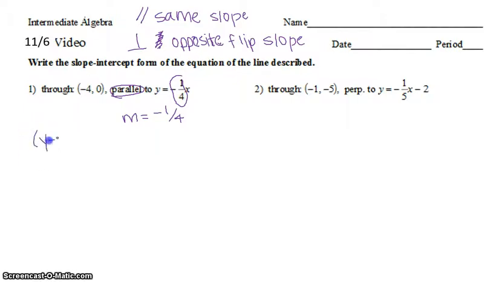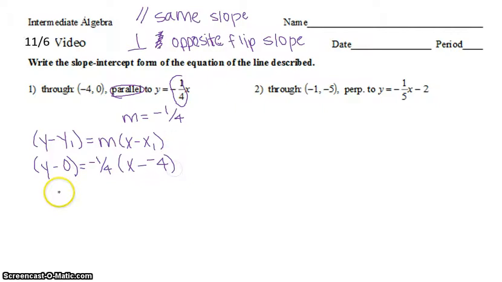So it starts as y minus y1 equals m times x minus x1. For my y1 value, I'm going to use my y value here of 0 equals m, which is negative 1/4, times x minus, and then for my x1 value, I'm going to use my x value over there of negative 4. On the left side, y minus 0 is just y.